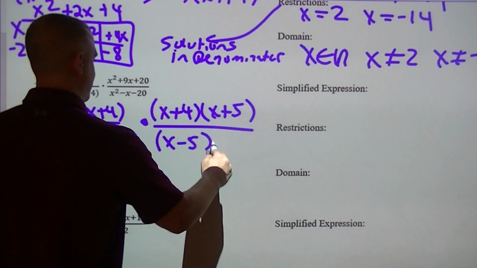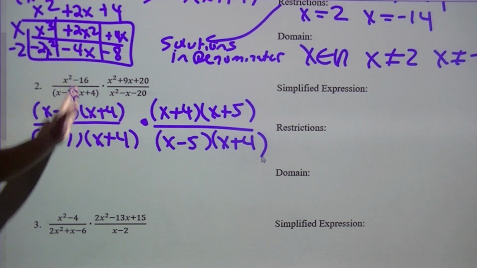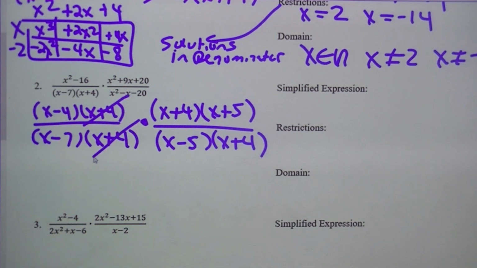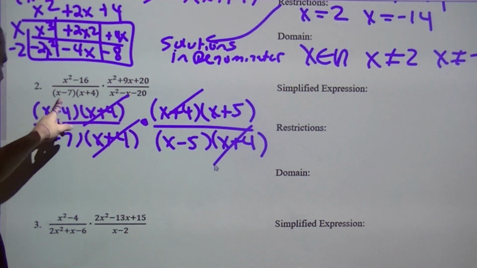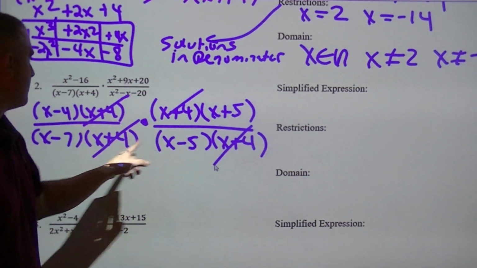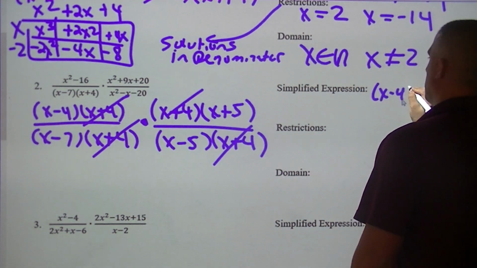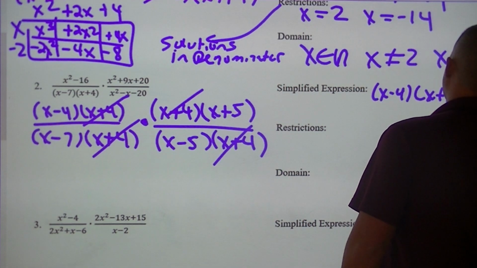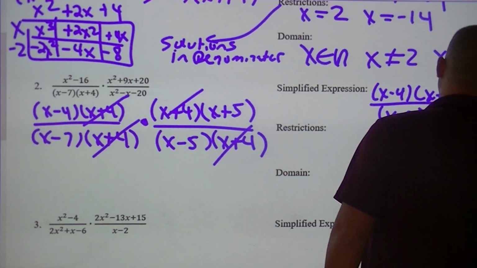Okay, now, I'm allowed to cross off vertically, so I can cross off this and this. I can cross off vertically here, this and this. Diagonally, I'm allowed to cross off, but those aren't exact and those aren't exact. So what's left over? I got x minus 4, x plus 5, over x minus 7, x minus 5. So keep it that simple.